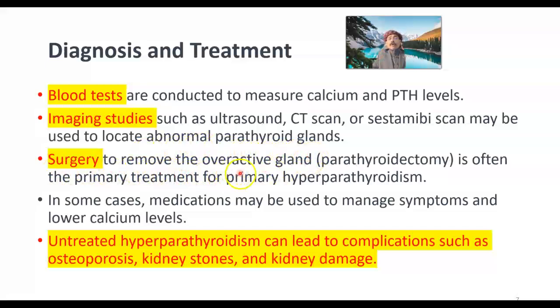Surgery to remove the overactive gland, parathyroidectomy, is often the primary treatment for primary hyperparathyroidism. In some cases, medication may be used to manage the symptoms and lower calcium levels. Untreated hyperparathyroidism can lead to complications such as osteoporosis, kidney stone, and kidney damage.